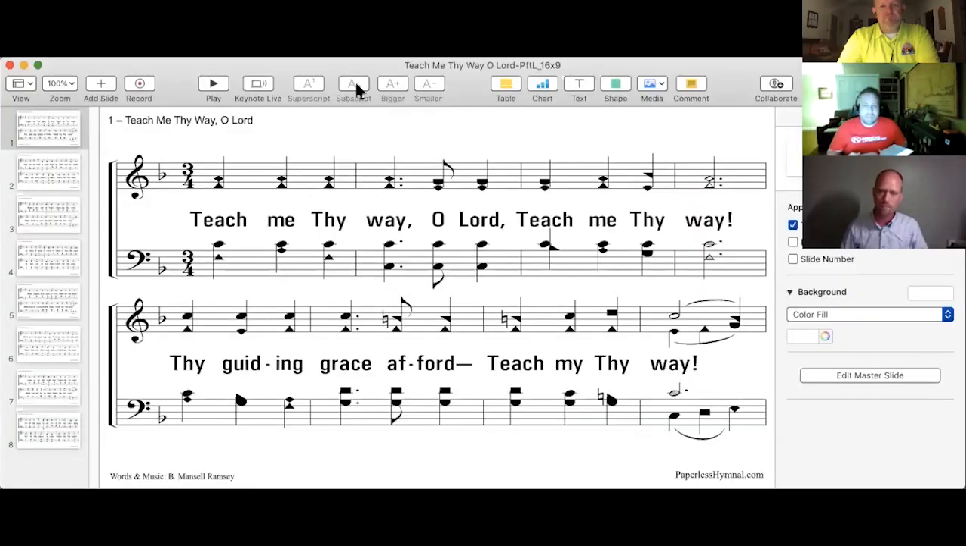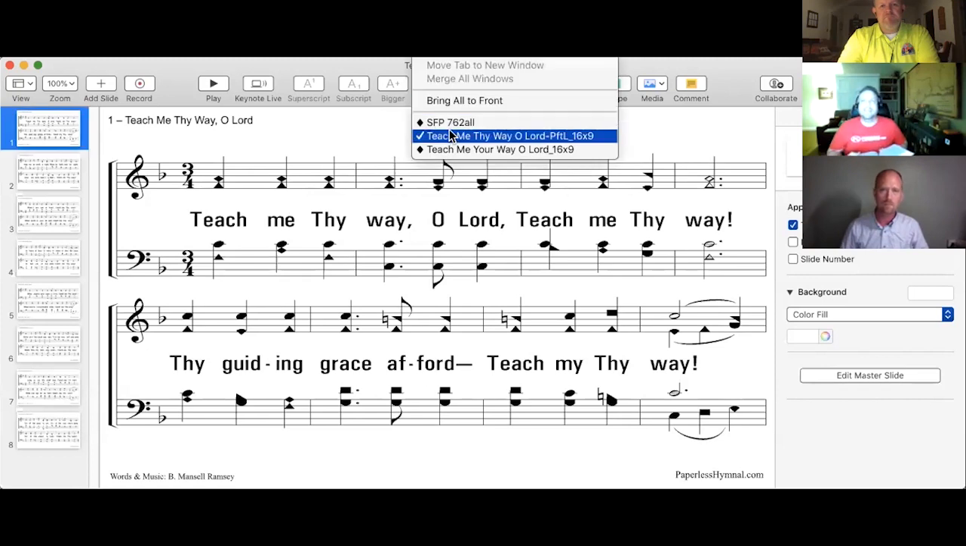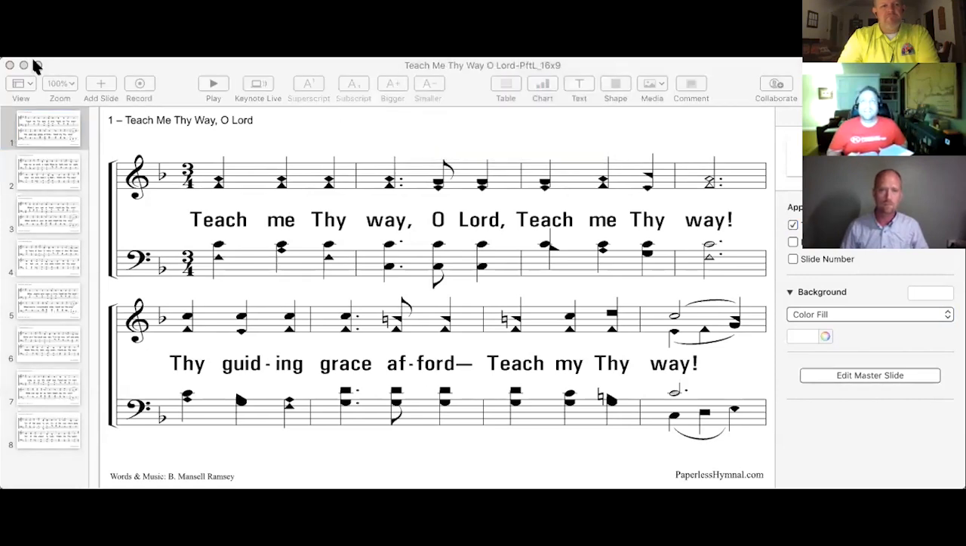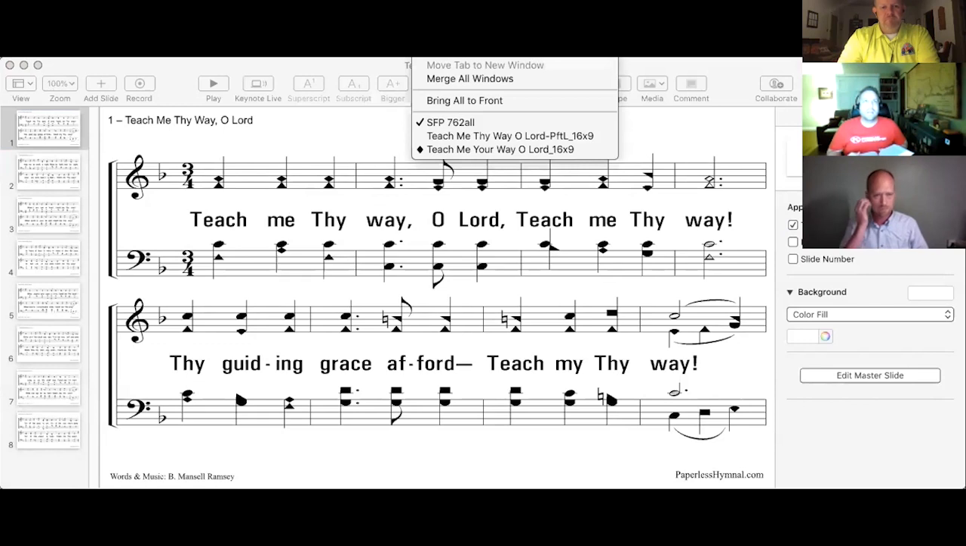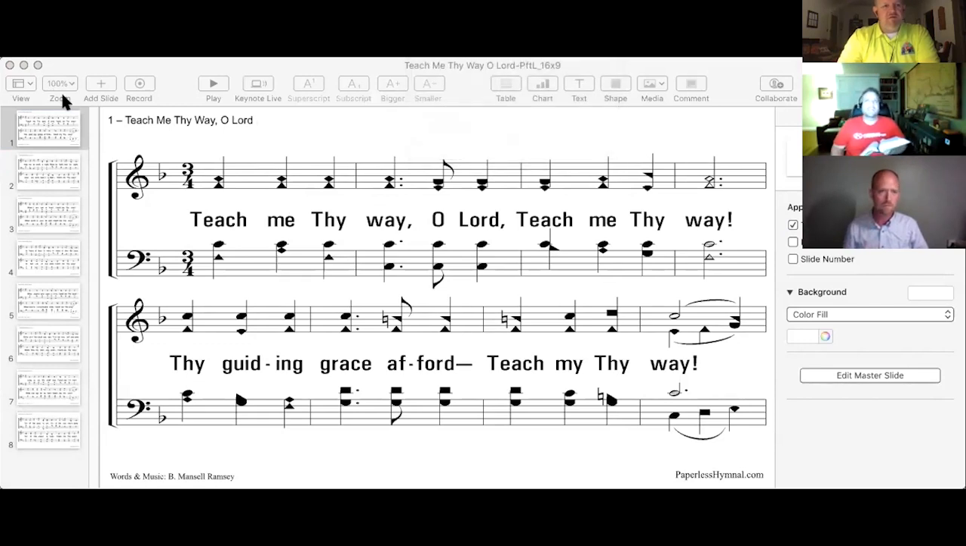All right, so Tim, take us through the general meaning of the song, through the lyrics themselves, and we'll look at that. Yeah. Teach me thy way, O Lord, teach me thy way. And there's a version out here, I think it's on Paperless Hymnal. Yeah. That was in the Great Songs 86. Is that right, DJ? Yes, and that would be this one.